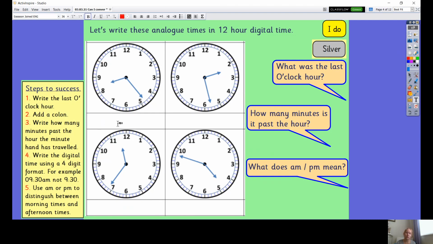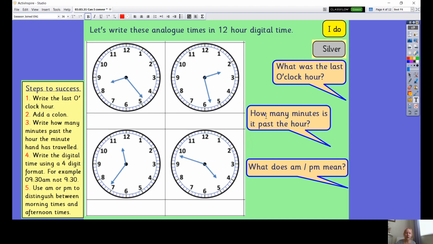like we find on our cookers and on our microwaves and on our alarm clocks, that sort of thing. We want to write that sort of time. So we need to be thinking about what was the last o'clock hour. And in the case of this first one, the last o'clock hour would have been 8 o'clock, because I can see that hour hand has just gone past the 8, hasn't it? So the last o'clock time would have been 8 o'clock.